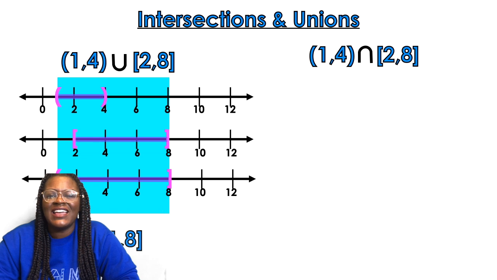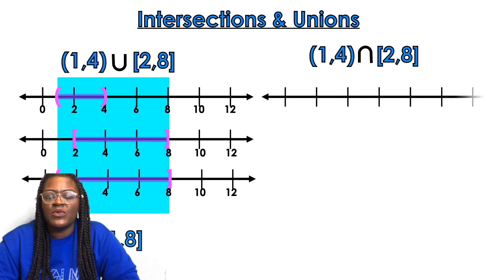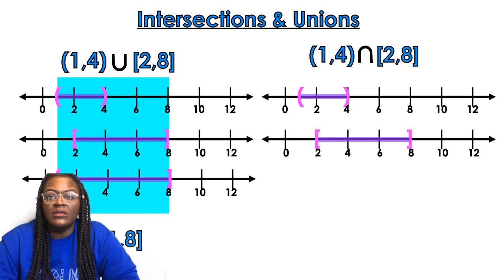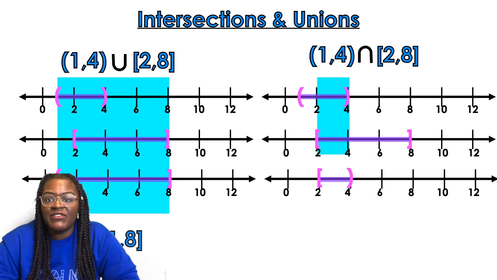Okay, intersections. So we have graph A and we have graph B. Focus. What is the intersection? Yes, the intersection is a much smaller part. So when I talk about my answer, it's just from 2 to 4. On the edge of 2 is a bracket, on the edge of 4 is a parenthesis. Make sure that your final answer still matches up. So then, bracket 2, 4, parenthesis is my final answer.